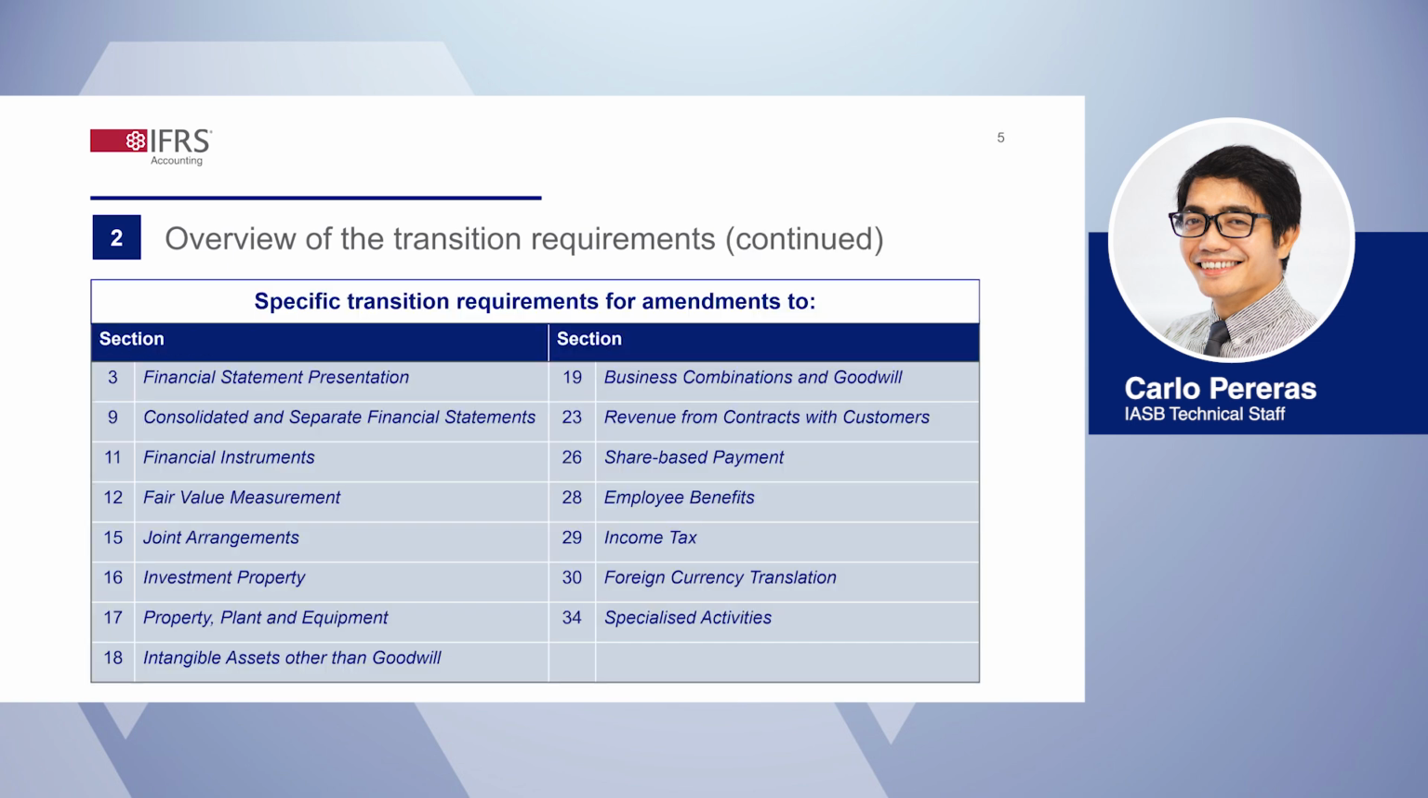This slide lists out the sections in the standard for which there are specific transition requirements in Appendix A. We won't go through all these specific transition requirements on this webcast. Instead, we will focus on the key ones. You can use the list as a reminder to check the specific transition requirements in Appendix A when preparing to transition to the third edition of the standard.